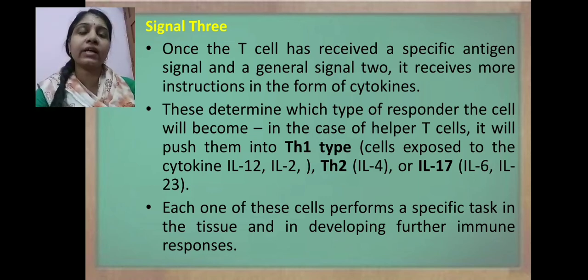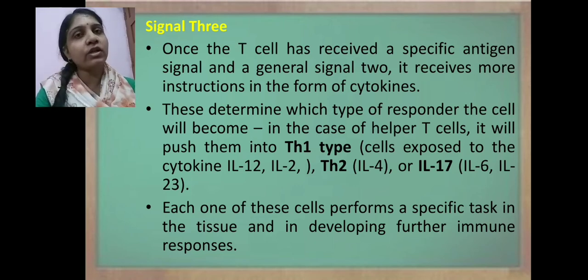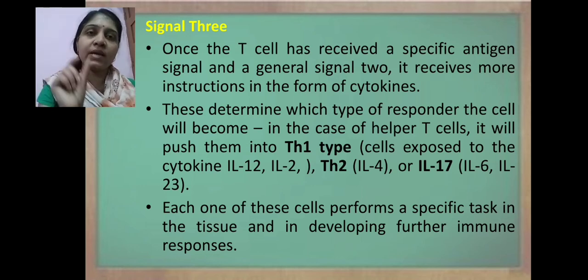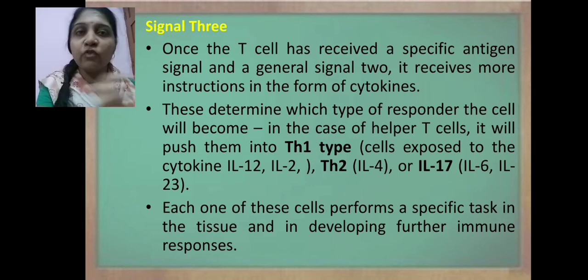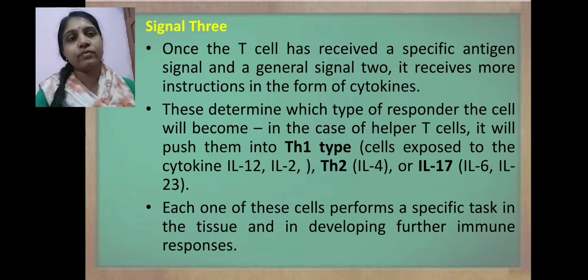Interleukin 2 has the autocrine effect. It means this interleukin 2 is secreted by the T lymphocytic cell, and there is a receptor for this interleukin 2 on the surface of the T lymphocytic cells. It means the producer and the responder cell are the same. It is called the autocrine effect. Auto means self.